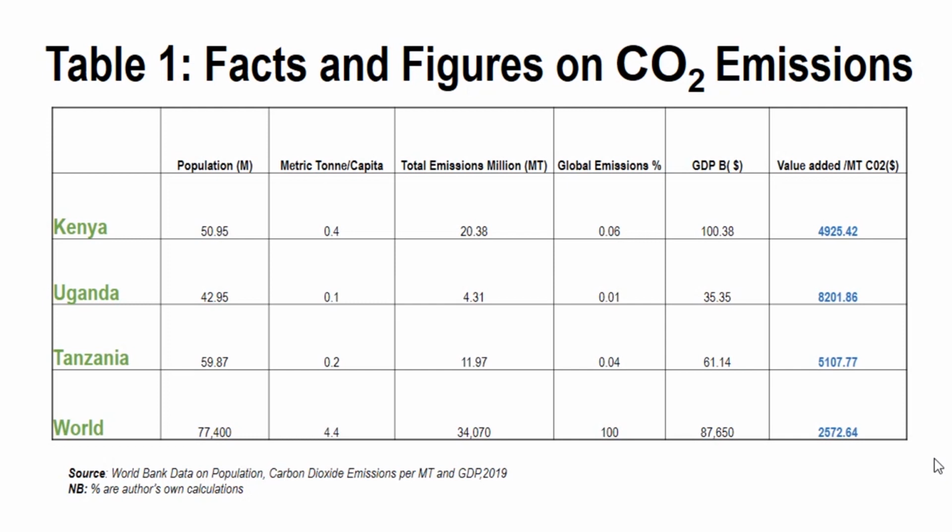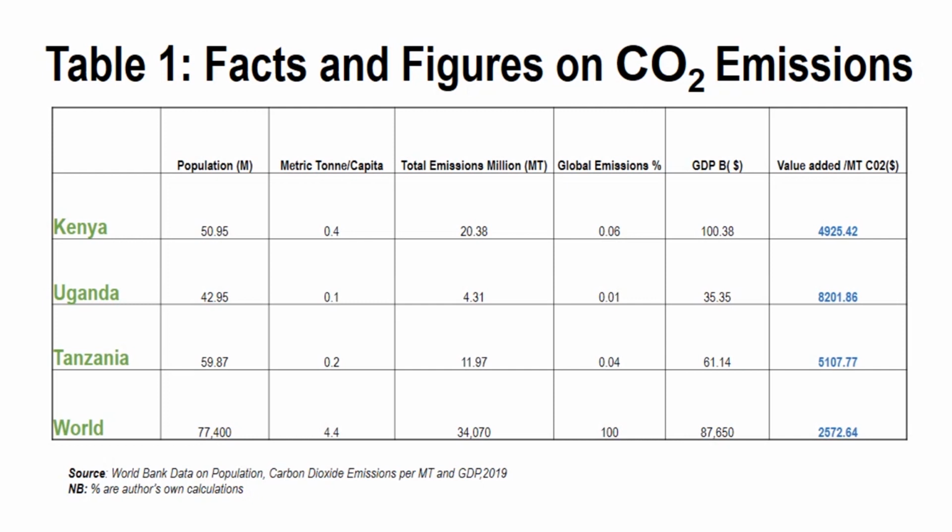What the per capita figure tells you is that if you divide all the carbon emissions that Kenya had in 2019 by the 50 million Kenyans, every Kenyan generated 0.4 metric tons of carbon dioxide in the year 2019. So the total emissions are simply the population multiplied by the per capita figure.